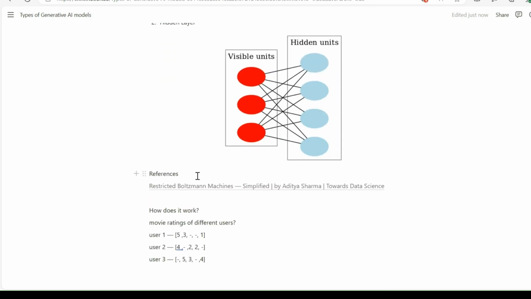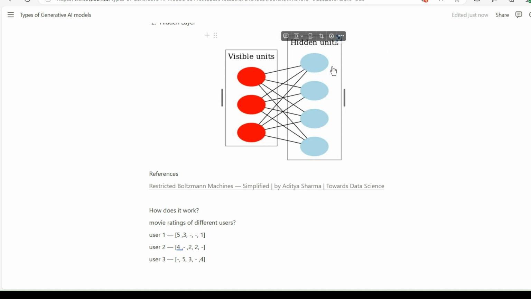So how does it work? Consider movie ratings of different users: user 1, user 2 and user 3. Each user's ratings can be represented as a vector where each element corresponds to a movie and the value represents the rating given by that user. So the visible layer has 5 units, one for each movie. RBMs will try to learn the hidden patterns in these ratings, such as which movies tend to be liked together, using the hidden layer.